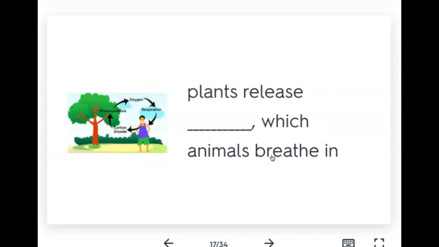So this is a reference to the oxygen cycle. Plants will release oxygen, and that is going to be what animals will breathe in. And so humans are also considered animals. So humans will breathe in that oxygen as well.